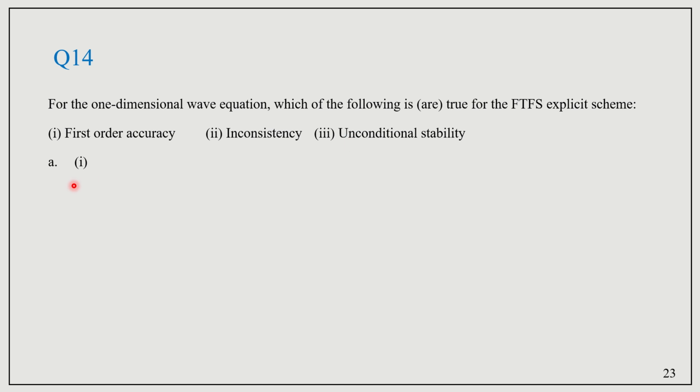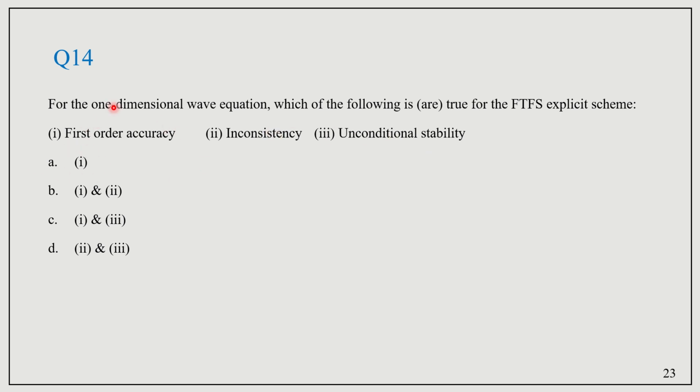Now we will look at the options first. Option A, it is 1 only. Option B, it is 1 and 2. Option C, it is 1 and 3. Option D, it is 2 and 3. So the answer is option A, because 2 and 3 is false.